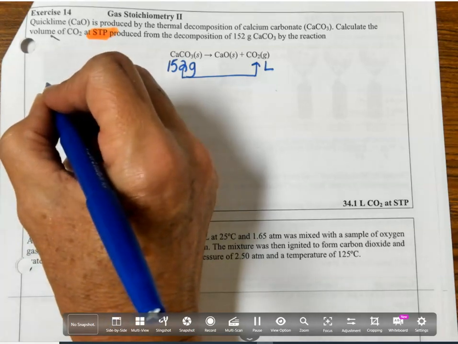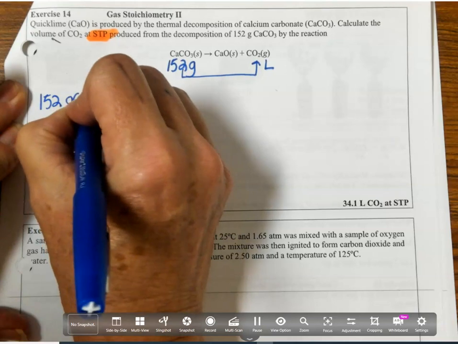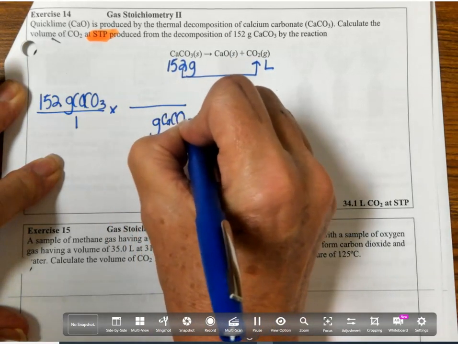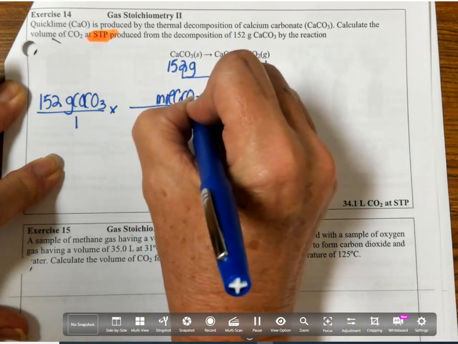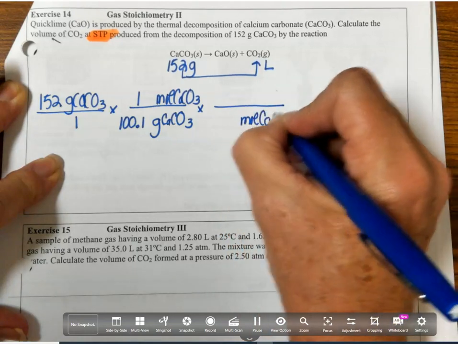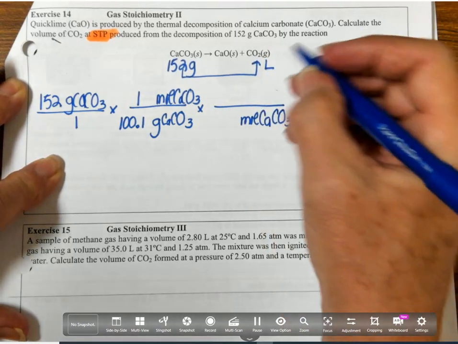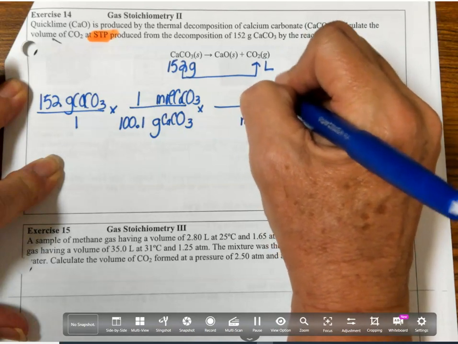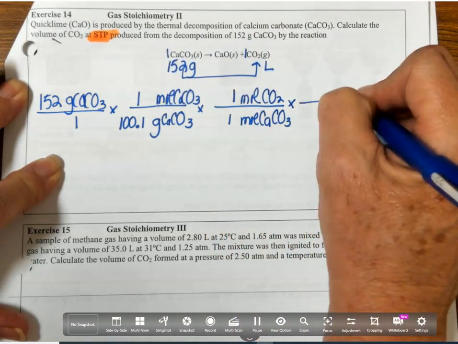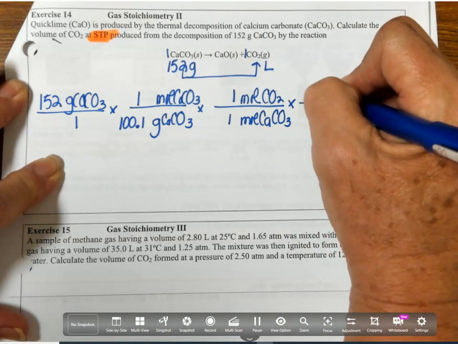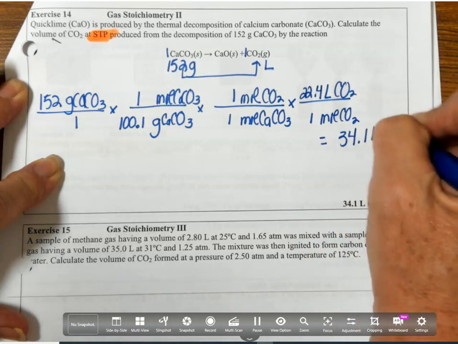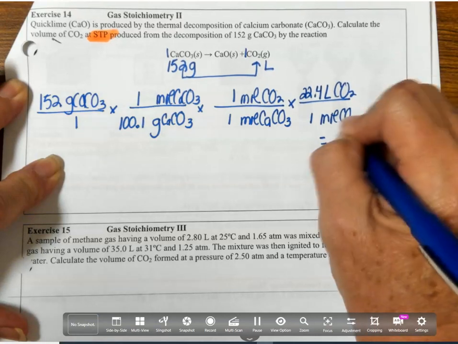So I'm going to start by taking my given and putting it over 1. I'm then going to convert grams calcium carbonate to moles calcium carbonate. We know that 100.1 grams is 1 mole. I'm going to drop moles because what do I want again? I want liters of carbon dioxide. So I've got to go to moles, then to liters. I'm going from moles calcium carbonate, which is 1, because I have a 1 here and a 1 here, to 1 mole of carbon dioxide. Then moles carbon dioxide to liters carbon dioxide is 22.4, and that turns out to be 34.1 liters carbon dioxide at STP.